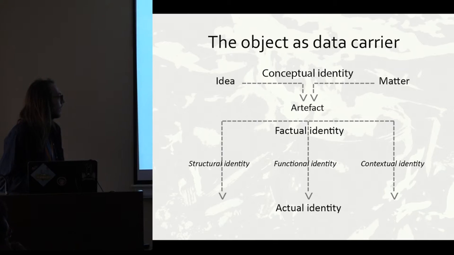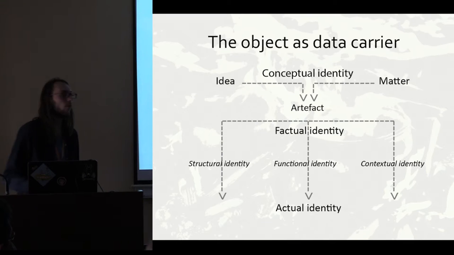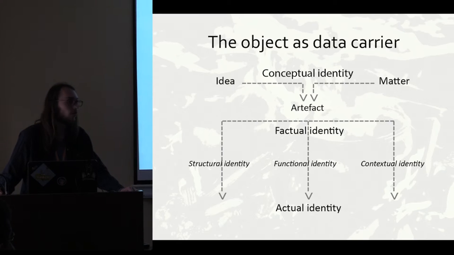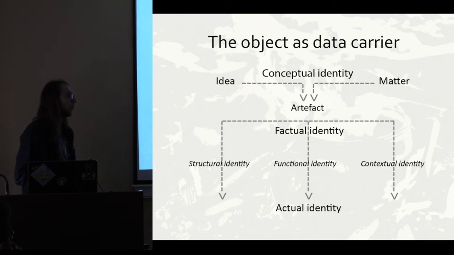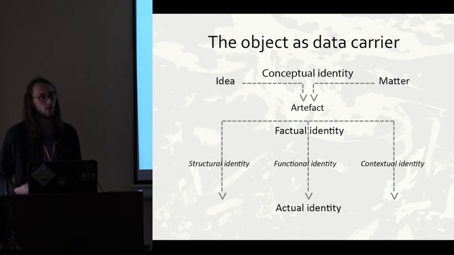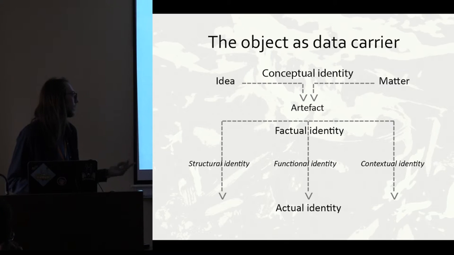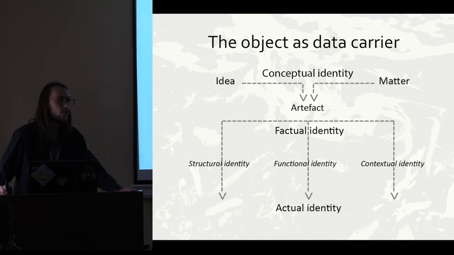This line can be analyzed by three different identities. The first is the structural identity of the object. And here, the object can be analyzed in, for example, the shape, the color, the texture, and also by time, objects can change in that form. And the same is with the functionality.